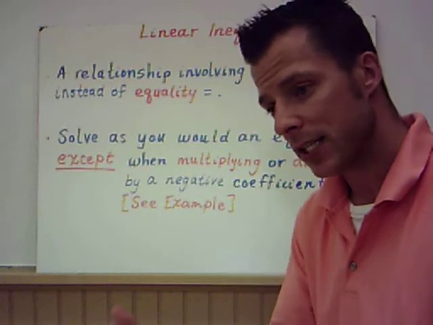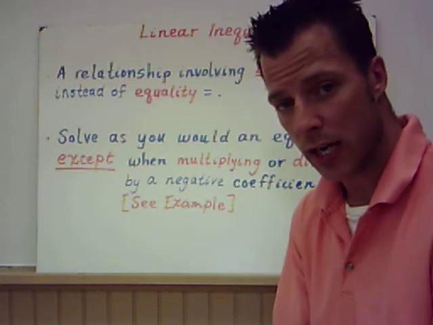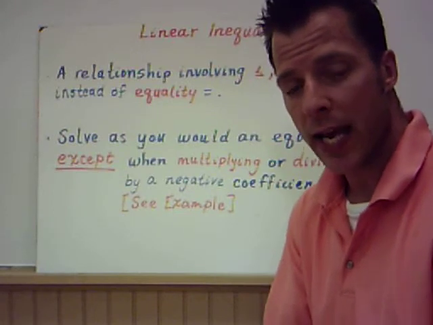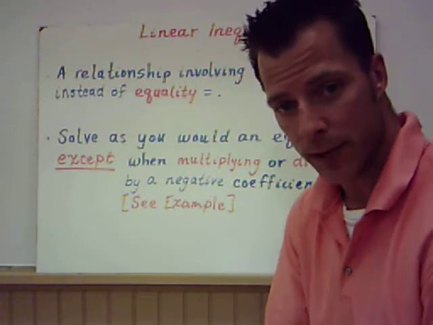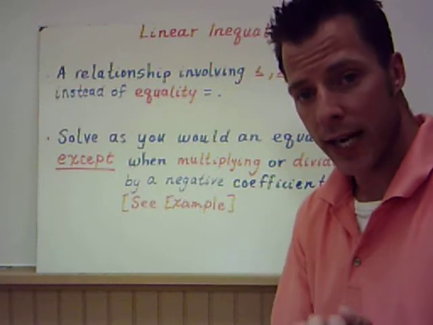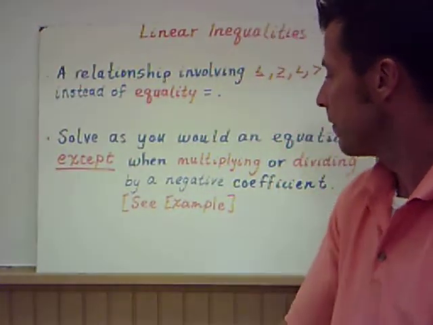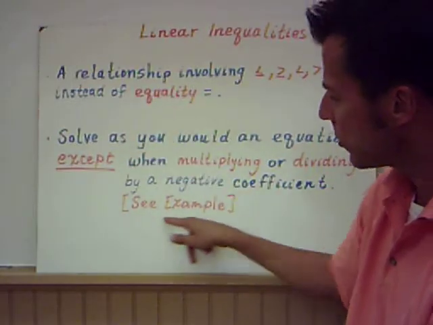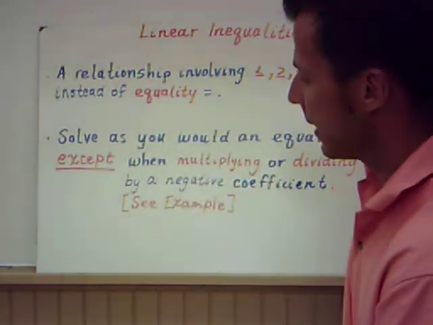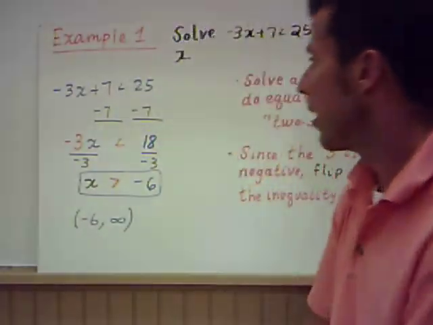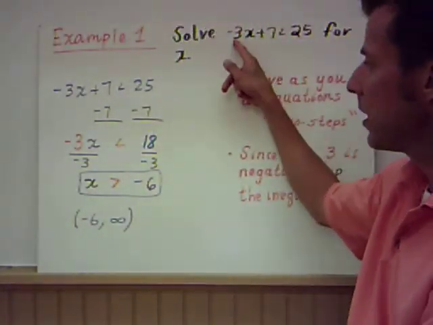And the idea is, think about this: if person A weighs 180 pounds and person B weighs 170, and you multiply each by -1, okay, 180 now becomes less than negative 170, so you have to flip the sign. And so see example 1, we're going to look at that right now and see a quick example of what that looks like. Alright, so in example 1, we're solving the inequality.